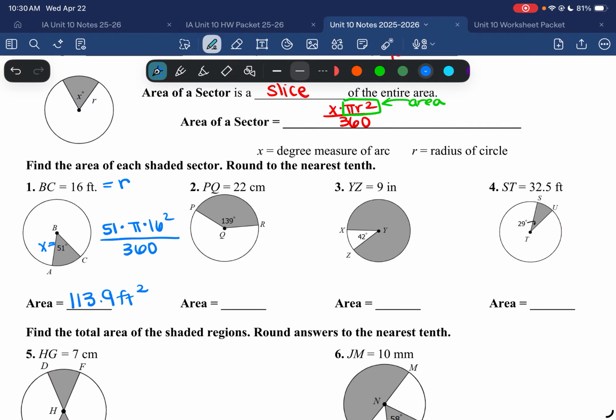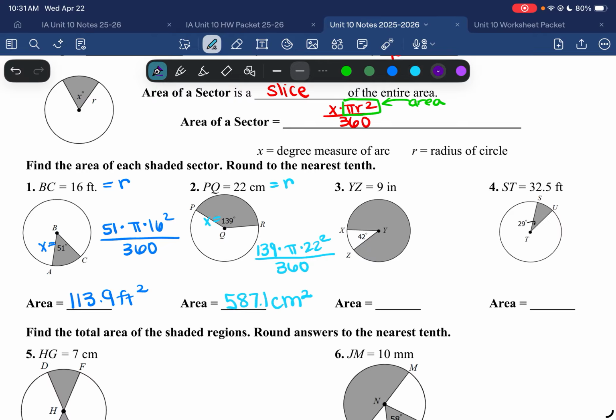Number two, we have PQ equals 22 centimeters, so that's our r. And then our x, well, that's given to us, that's the shaded part right here, so 139. So now we'll plug it right into that formula. 139 times pi times 22 squared, all divided by 360. So for the area of this shaded region, we get 587.1 centimeters squared.